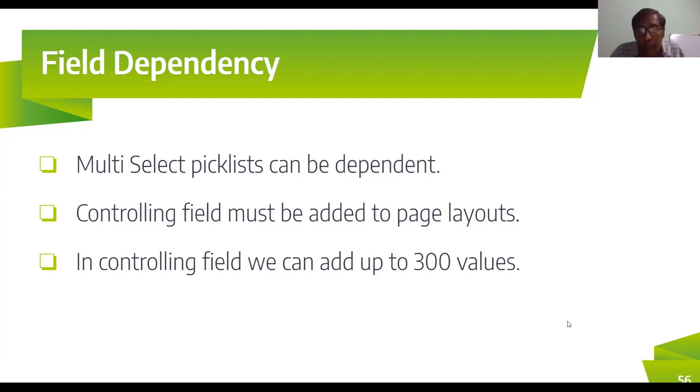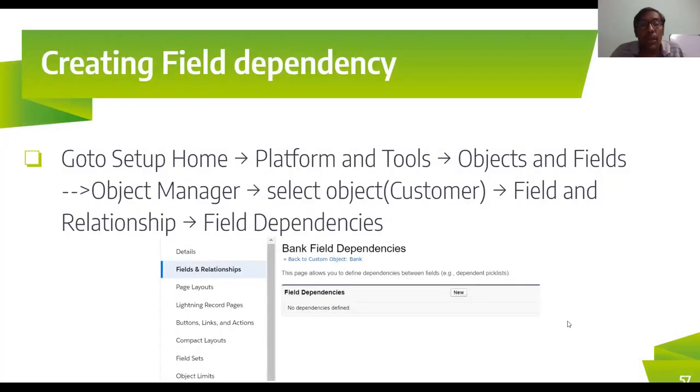So for the controlling fields, how many values can they have? That is the different fields, that is different values. So at the maximum, it can have 300 values here. Got it? So now let me see how to create a field dependency.